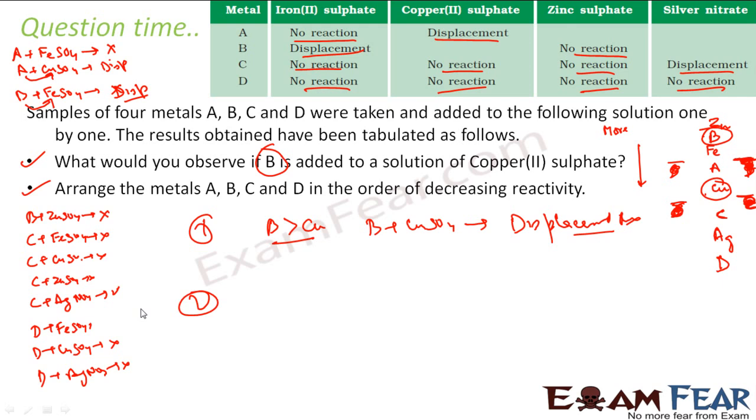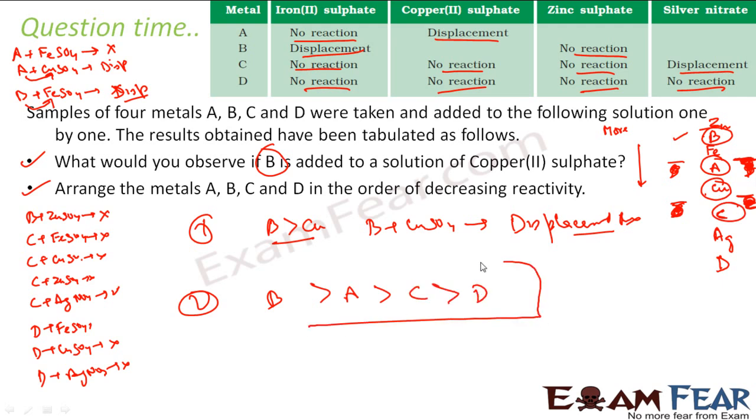Second part, arrange these elements in decreasing order of reactivity. The most reactive is B, and then I have A, then I have C, and then I have D. This is the order. Hope you understand how I've done it. I reacted all these elements.